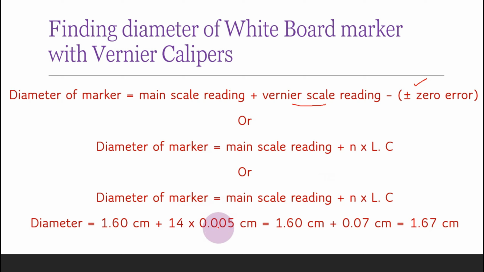So the formula is 1.6, the main scale reading, plus 14, the coinciding number, times the least count 0.005. We multiply with each other, we get 0.07. Adding to the main scale reading, we get 1.67 centimeter as the diameter of the whiteboard marker. So in this way, we calculated the diameter of the marker.